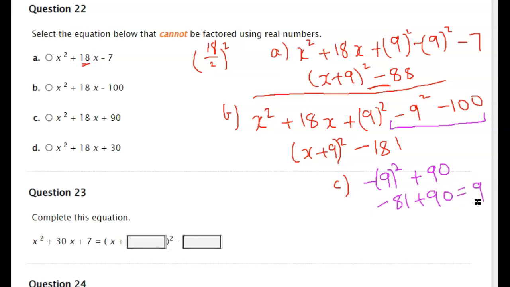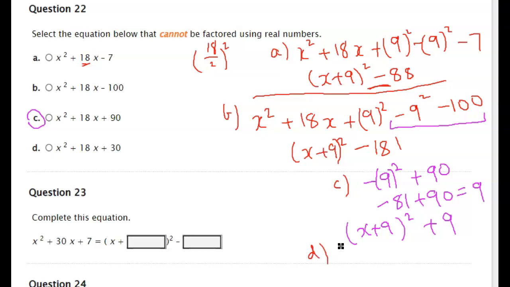Now, because that is a positive, this is your answer. It cannot be factorized because when I put it back in with the x plus 9 squared, we're going to have plus 9, all right? And we can't factorize that using the difference of perfect squares because you have to have a minus there. So we can't factorize C. But let's just compare that to D.